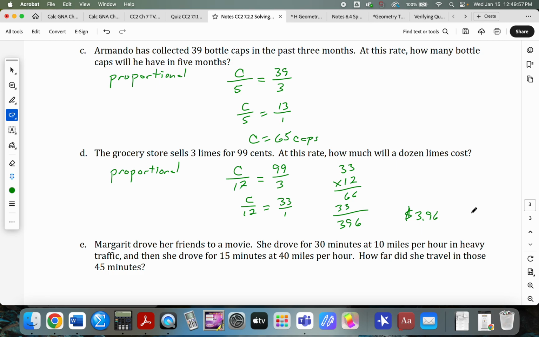There is a much faster way to solve this one than cross multiplying, though, isn't there? Just multiply 99 times 4. Yeah, well, we need to multiply the 3 times 4 also. Yeah, 99 over 3 times 4 over 4 is going to give us 396 over 12. Much faster than doing the cross multiplication, especially if you don't reduce. All right, but in this case, you didn't have to.